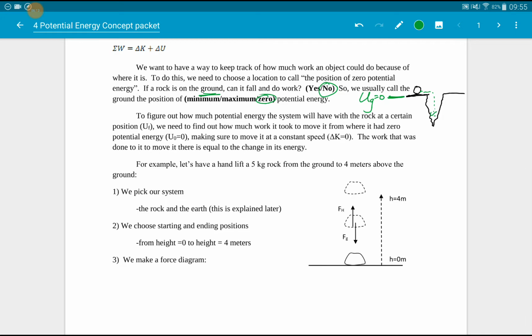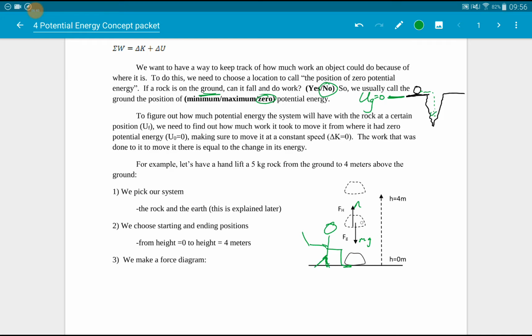Okay, so for example, let's actually do this. Let's have a hand lift the rock that's 5 kilograms from the ground to 4 meters above the ground. So it starts down here, and then some person picks this thing up. That's a really long arm, and it does this weird bend there. So maybe I should do it like that. Oh, look how long their arm is compared to their legs there. Okay, so they lift this thing up, and this is the force that the hand is producing on it. We know that's actually a normal force there, and this guy is actually mg, but same idea.